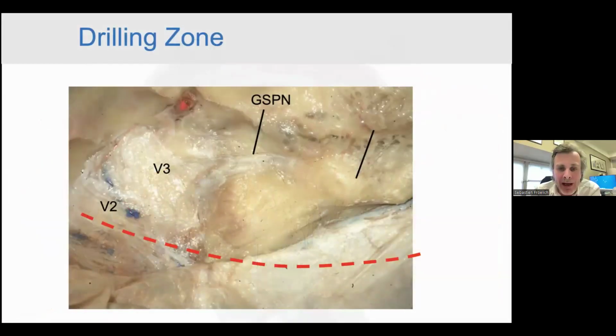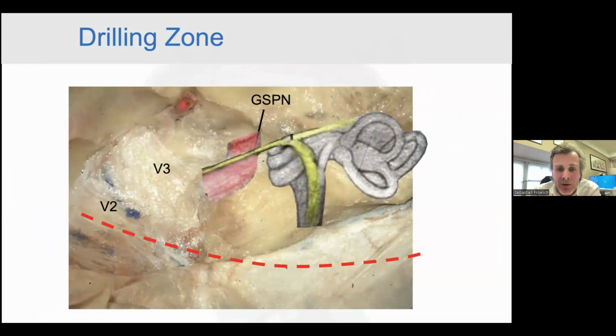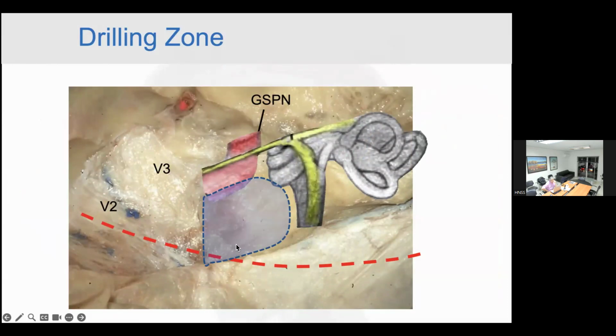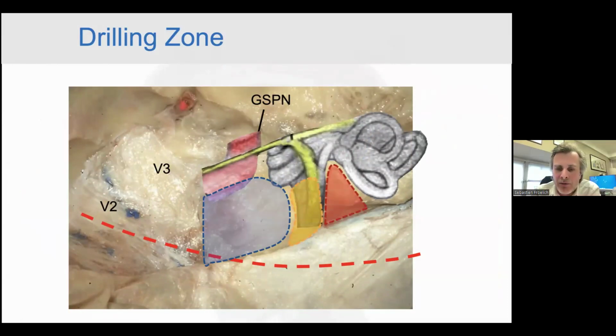What about the drilling? Once you have exposed Kawase's triangle, this is the limit of Kawase. You have V3, you have GSPN, you have the superior semicircular canal. There are different volumes of bone that you can drill. This is the premeatal space, suprameatal space, postmeatal space, and transpetrous apex. Depending on the target, you drill green, you drill blue, you drill yellow, or you drill red, or everything.